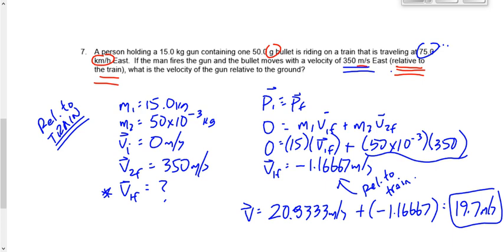That's exactly what we did here, right? The train's moving one way, the gun goes opposite, and therefore we add it as a negative value.